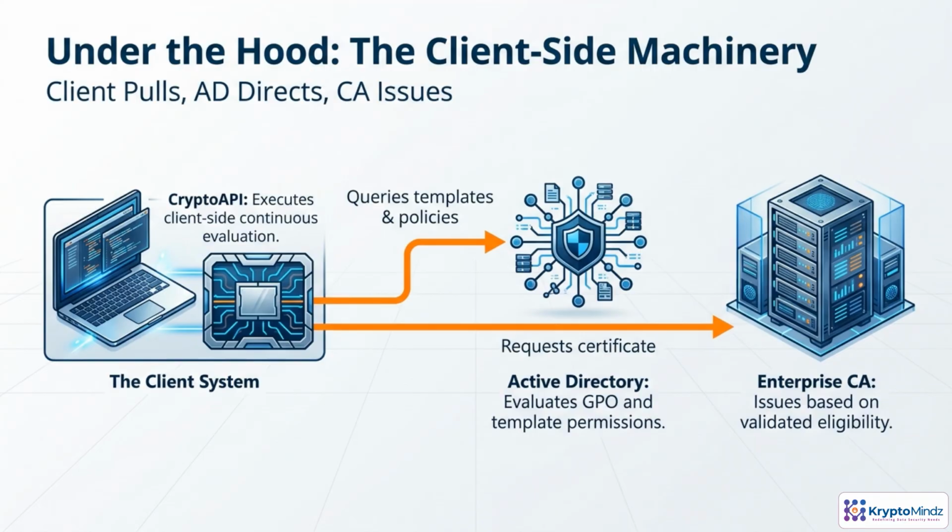Behind every certificate decision on a Windows client, CryptoAPI is doing the work. It constantly evaluates local policy, current certificates, and what the system needs. When a certificate is required, the client doesn't go to the CA first. It goes to Active Directory. It acts as the policy brain. It exposes templates, applies GPOs, and checks whether this identity is allowed to enroll. Only after that policy validation does the enterprise CA issue, strictly following the rules defined in the template.